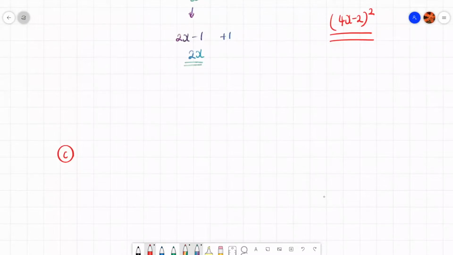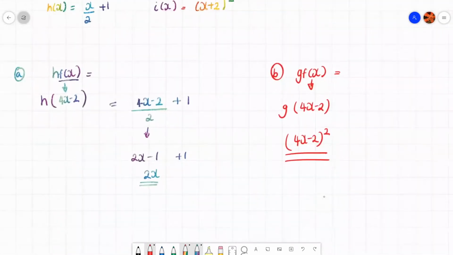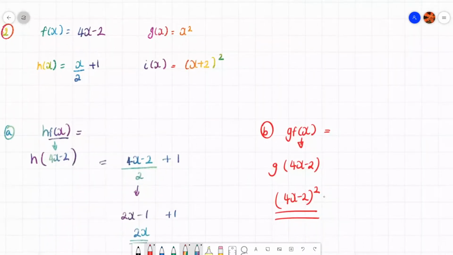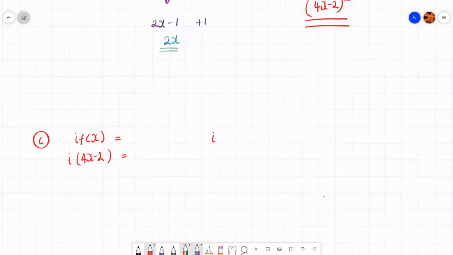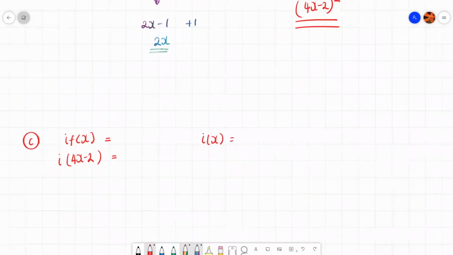Right, another example. Let's have a look at I f of x, and then we change it about a little bit. So again, we've got the function of f, which was 4x minus 2, and I've got to apply I to it. Now if I look back at the top, I was x plus 2 all squared. So whatever x is, I'm just going to write that down here so you know. The function of I is x plus 2 all squared.